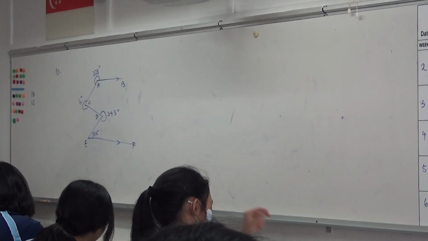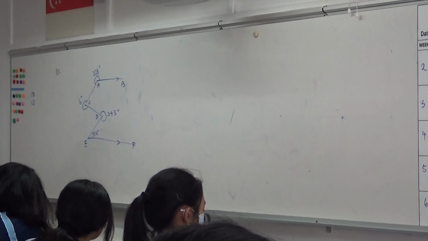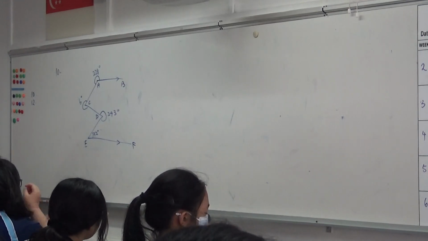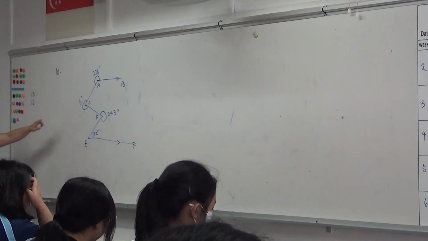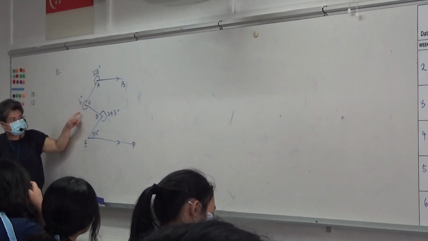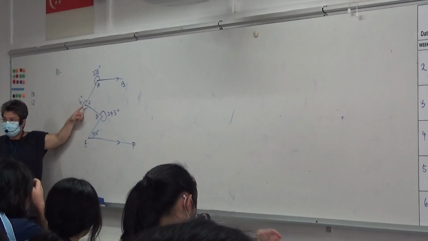In the figure, AB is parallel to EF. Find the value of B. Now, B is this whole thing, right? Am I right to say that?